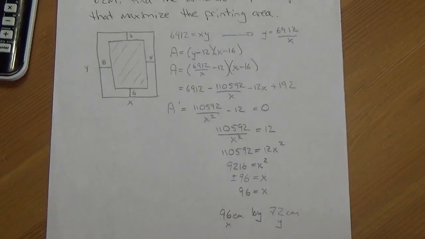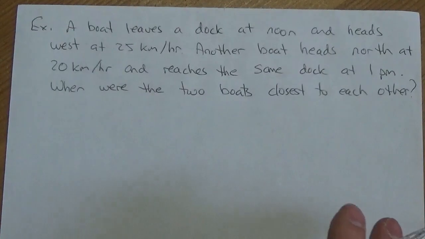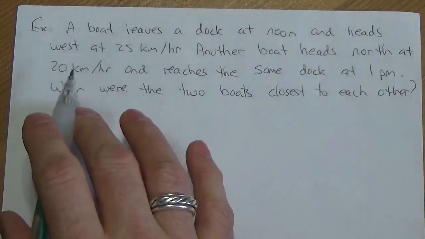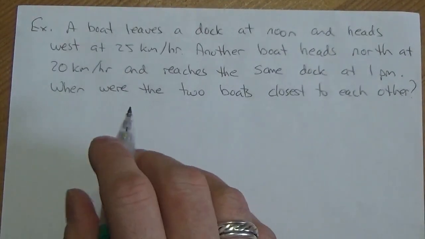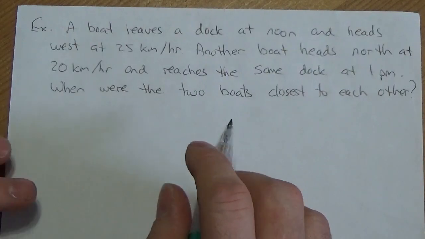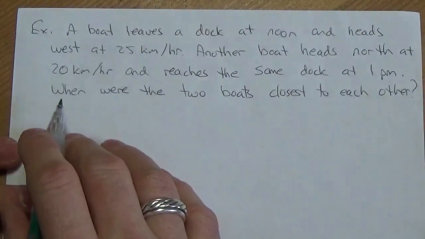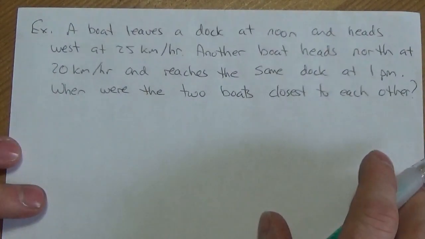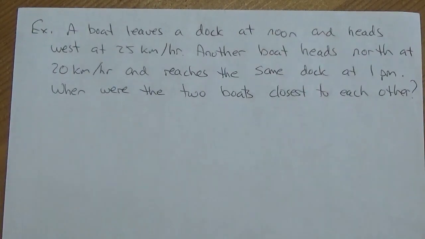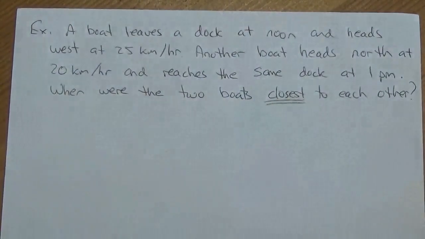It's a good problem. Okay, let's take a look at another problem here. A boat leaves a dock at noon and heads west at 25 kilometers an hour. Another boat heads north at 20 kilometers per hour and reaches the same dock at 1 p.m. When were the two boats closest to each other? So we're trying to minimize the distance between the two boats.